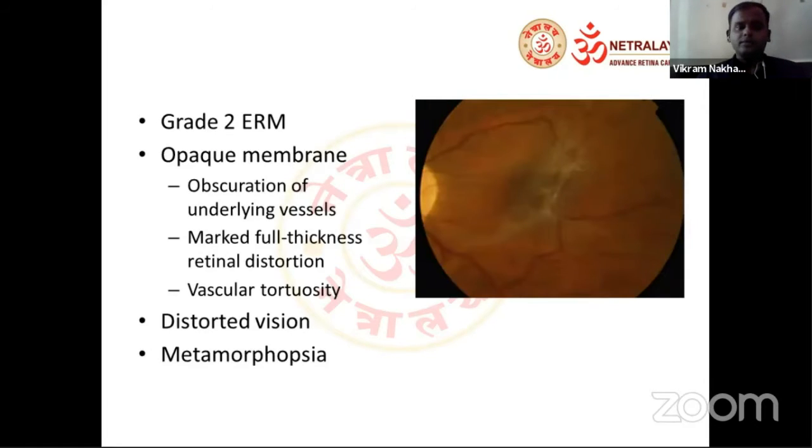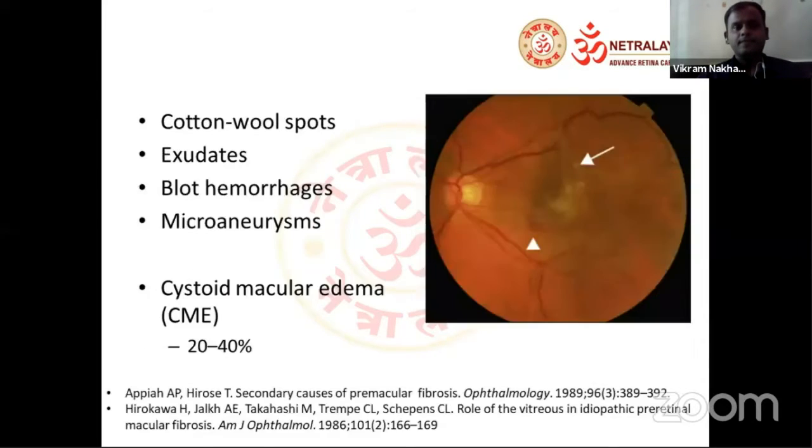A grade 2 ERM is characterized by an opaque membrane causing obscuration of the underlying vessels with marked full thickness retinal distortion and vascular tortuosity. The patient may complain of distorted vision and metamorphopsia. ERMs with full thickness retinal distortion may also be associated with cotton wool spots, exudates, hemorrhages, and microaneurysms. Cystoid macular edema is seen in 20 to 40% of the patients.